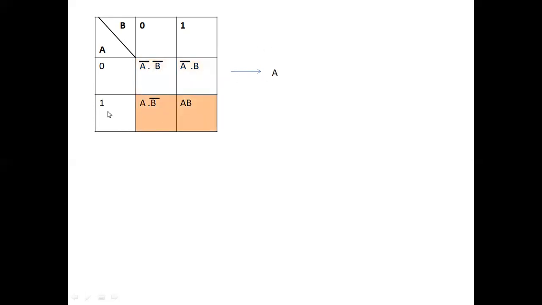Next here, this last row got selected. The group value is the row value, that is A is equal to 1, which is A. If you take A common also, it is B bar plus B, which is anyway A. Instead of simplifying the equation in a logical way, using logical equations, this is the best way to have a simplified solution.